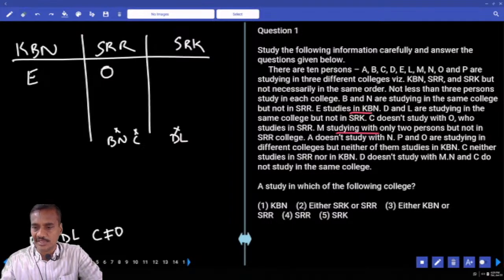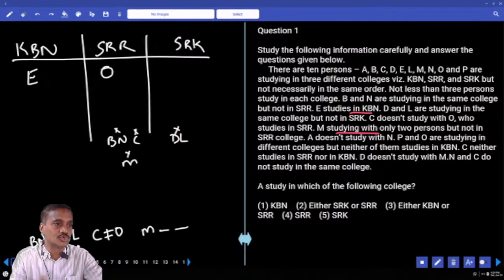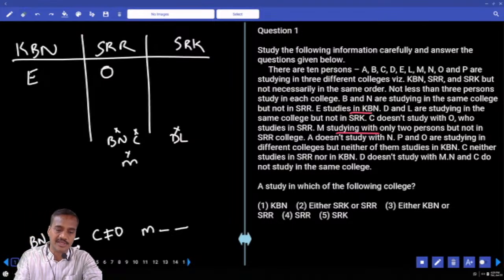Next one: M is studying with only 2 other persons but not in SRR. M cannot be here, but in the college where M is studying, there are 2 more persons. That means there are only 3 persons studying in that college. Clear? And along with M, A does not study with N. A and N are not studying in the same college.